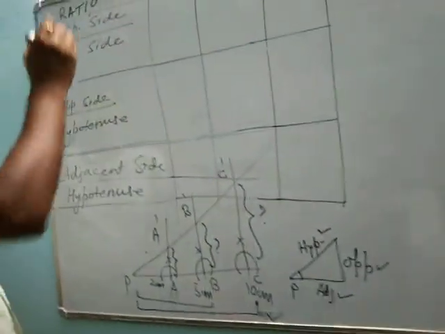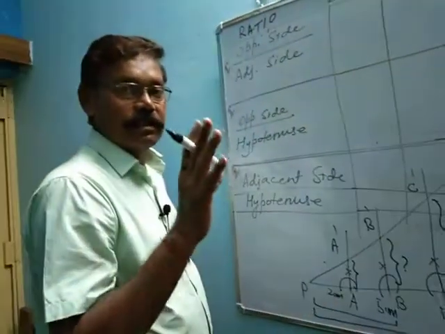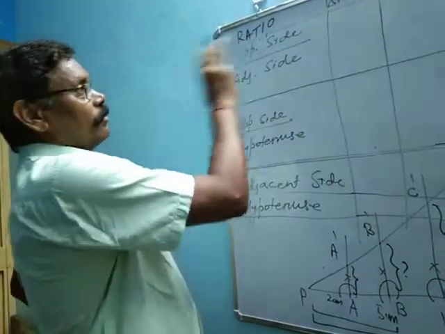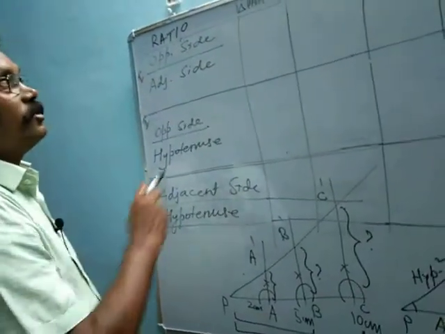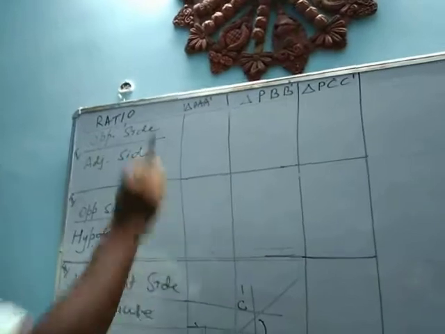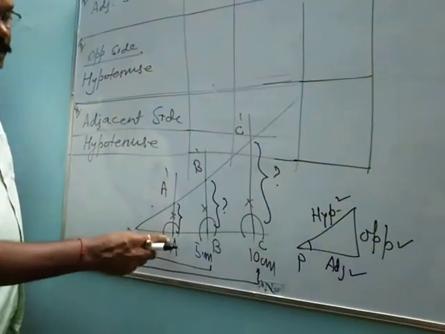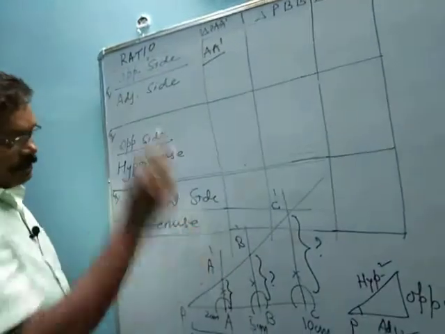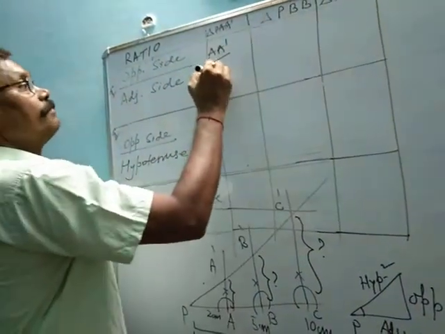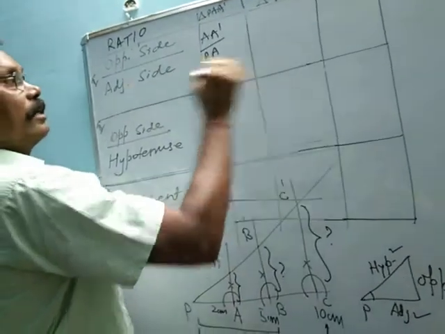Now what I have to do, I have to find the ratio between sides. Ratio between sides, please understand. The first one is opposite side upon adjacent side. So if I talk about triangle PAA dash, first triangle PAA dash, opposite side is A dash. That means I have to find A dash upon adjacent. Adjacent is PA. So write the value, calculate in rough and then put its value.